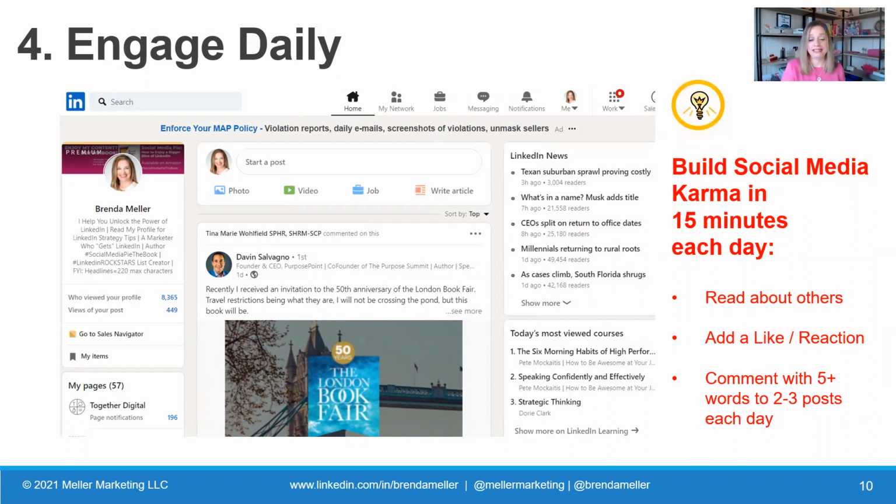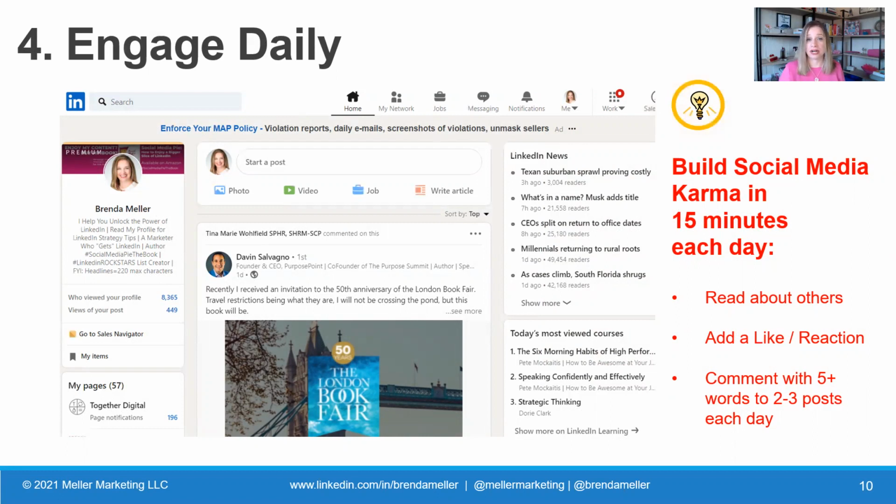And while I'm there, if I see someone like Davin posting, I might give it a like or a reaction, kind of let him know I saw his post coming up there, right? And occasionally, maybe 2 to 3 times, I am going to leave a comment of 5 or more words. Now, that 5 or more words is key to the algorithm. If you just say, great post, I love that quote, that's only 4 words, right? Thanks for sharing, that's 3 words.